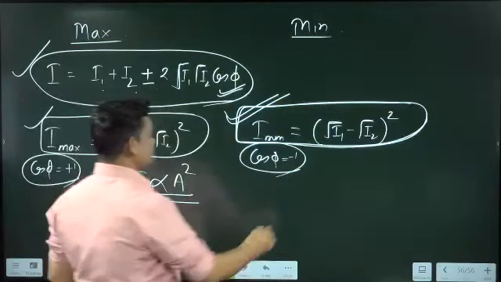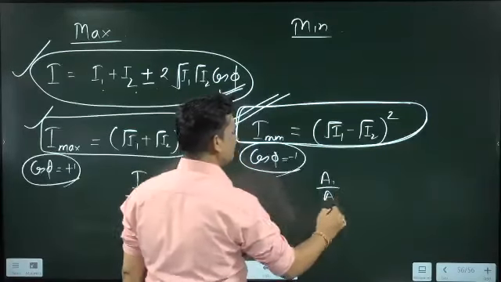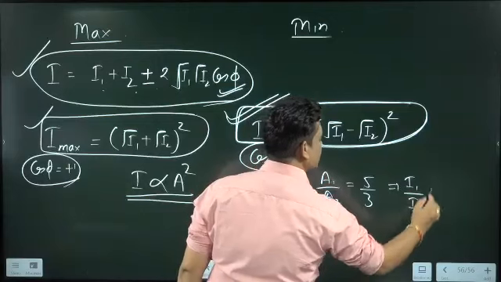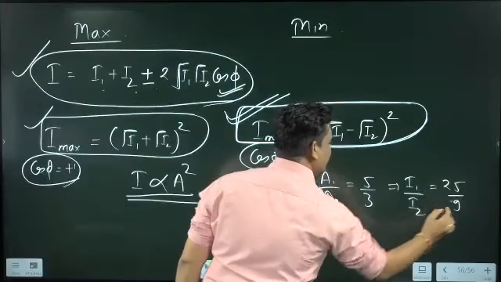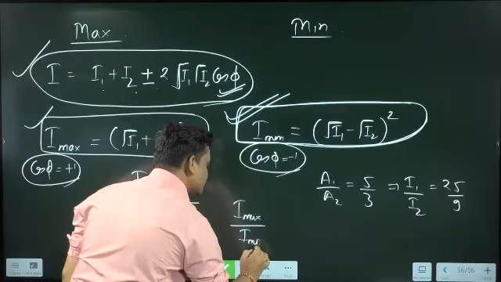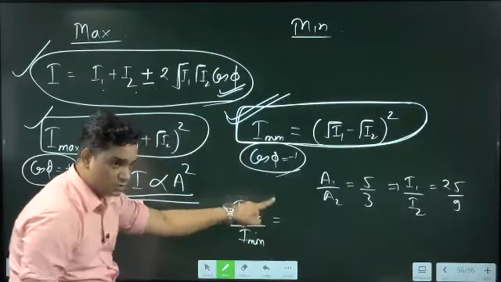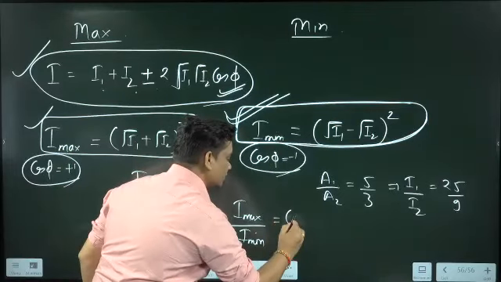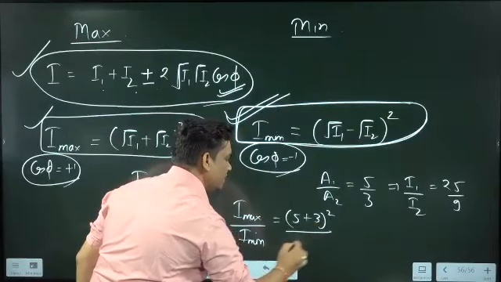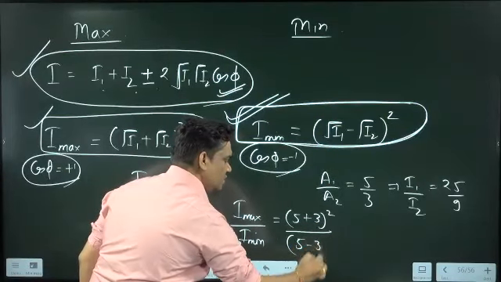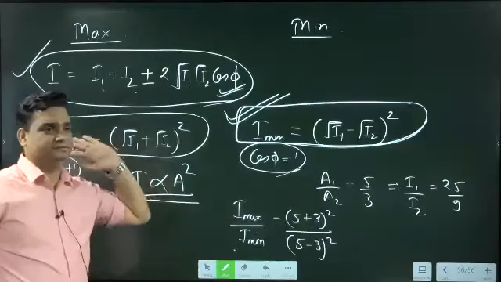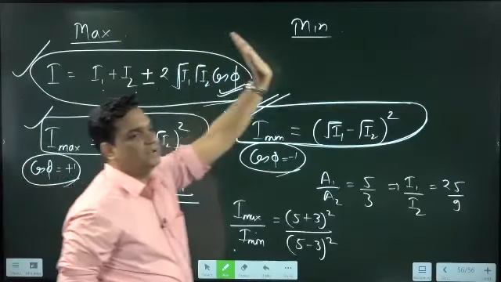So one question: if A1 by A2 is equal to, suppose, 5 by 3, then you can say I1 by I2 will be how much? 25 by 9. And then I can say here I max by I min, so how much is I max by I min? Root I1 plus root I2 whole square divided by root I1 minus root I2 whole square. Directly I will take here root 25 is 5, root 9 is 3, whole square, divided by 5 minus 3 whole square. Okay, I max by I min. This is the one numerical there. This is about your maxima and minima conditions.